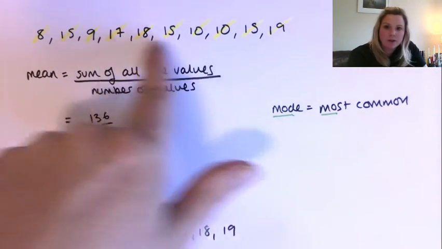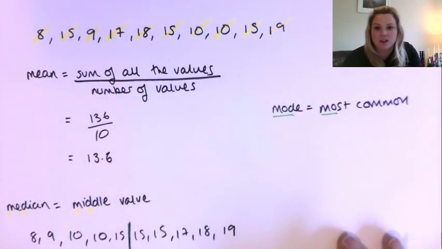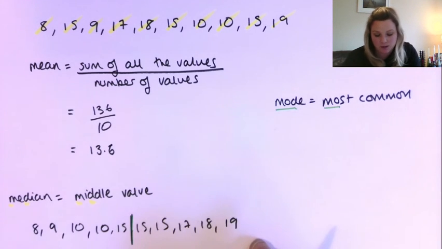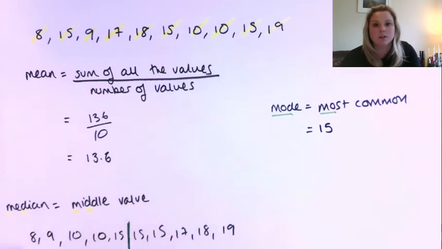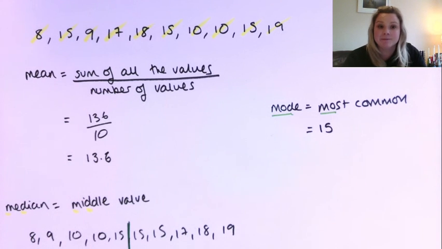So you can either refer back to your original list, but I actually think if I look back at this one, it's really easy to find what the most common one is. So the most common here is going to be 15. So for us in this one, our most common value is 15, so our mode is 15.